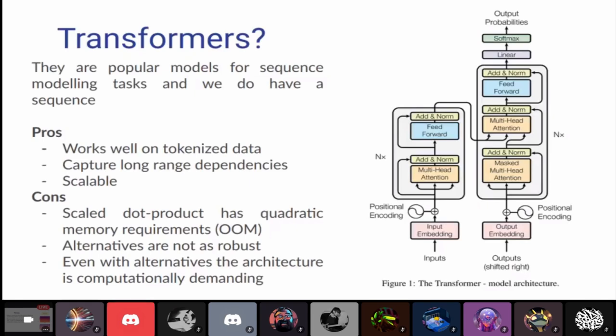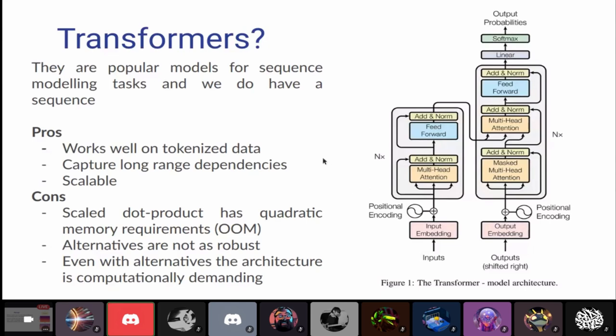So the pros of working with a transformer is that they are well studied for working with tokenized data, which is what we are proposing to work with in this case. They can capture long-range dependencies because of the attention here. And well, we know how to scale them. And if we really wanted to make them larger and study how they function at these huge sizes, we could do so by relying on the prior literature and research that has been done. Well, the downside to working with transformers is that the scaled dot product attention requires quadratic memory. Well, if we choose to work with 16,000 tokens, we would quickly run out of memory.